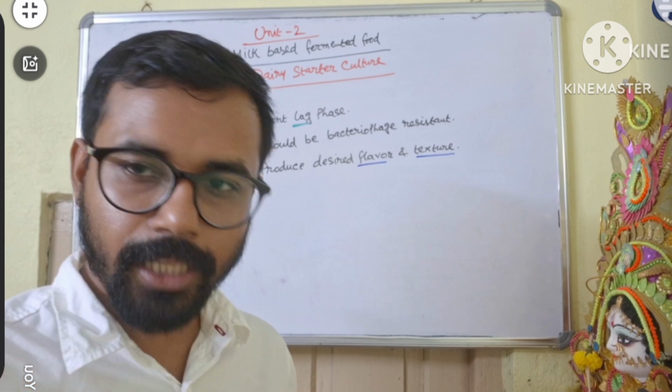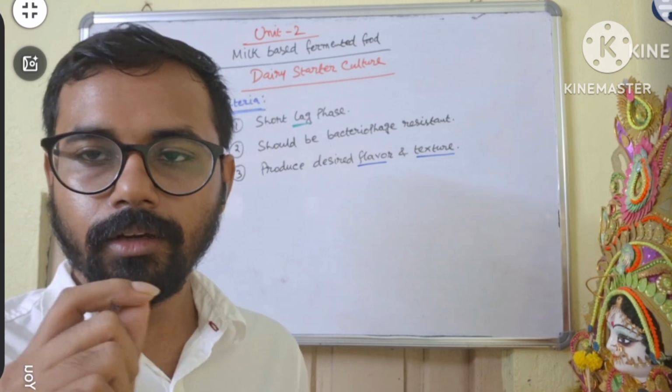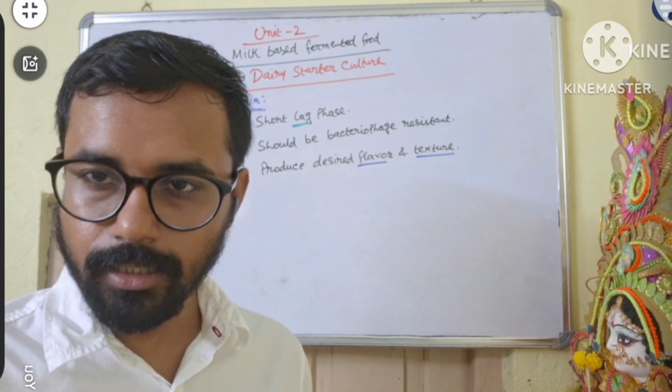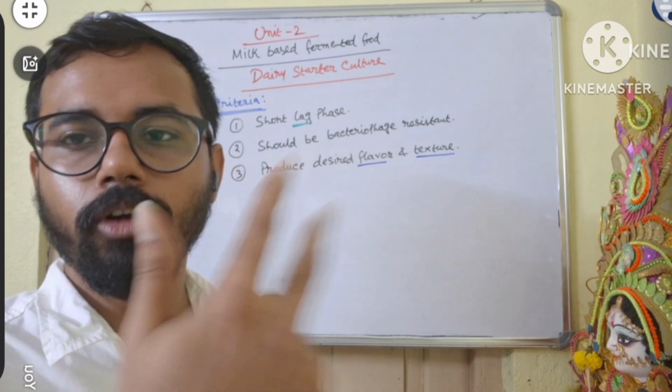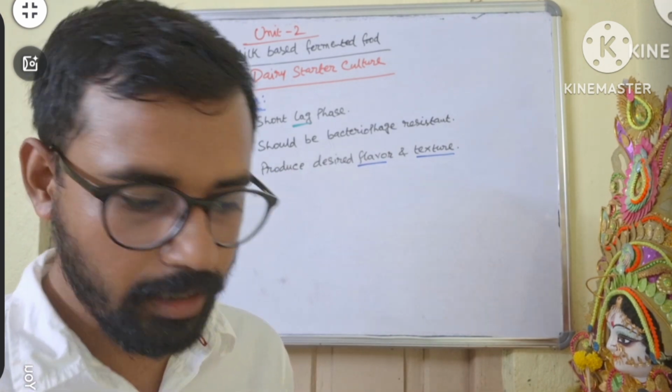Correct? So organoleptic property means flavor and texture should be high inside the fermented food product, and that is created by the starter culture, and those bacteria which create more organoleptic property will be beneficial in our product. Yes or no?